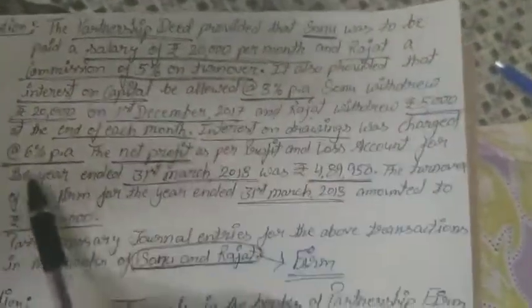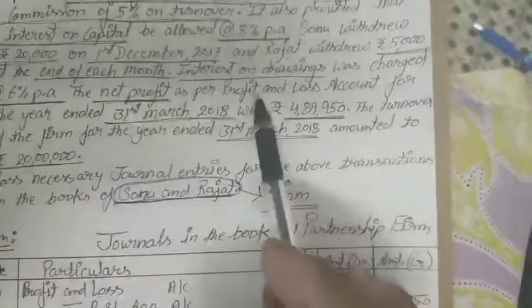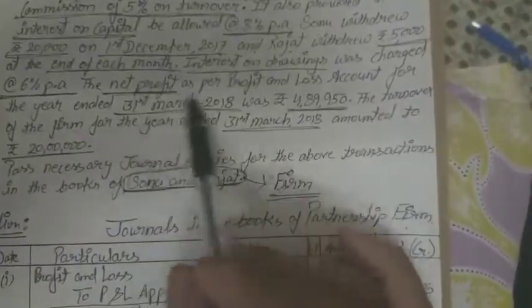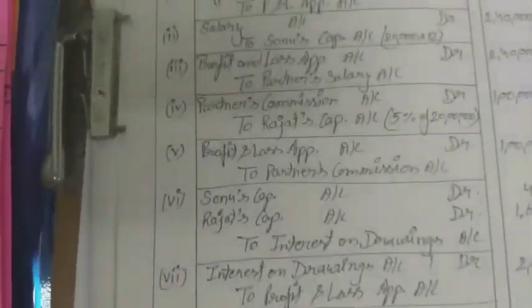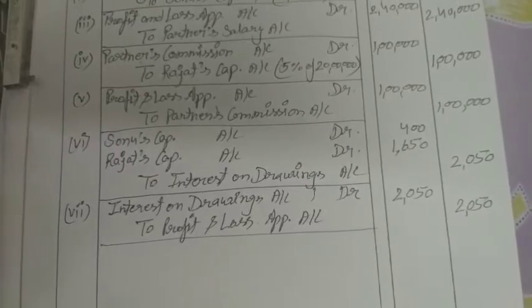interest on drawing was charged at 6% per annum. We have calculated the net profit as per the profit and loss account for the year. It means all the transactions related to the given information in this question we have passed. But once again I am moving to the profit and loss appropriations account. Why? Because one thing is still left. What is the important thing students forget to pass as a journal entry in the books?